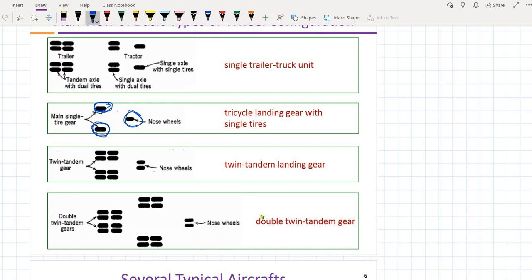Okay, so if there are two wheels on one side and two wheels on the other side, this is called dual gear configuration. And if there are four wheels like this, it is called dual tandem. Okay, these are some of the configurations.